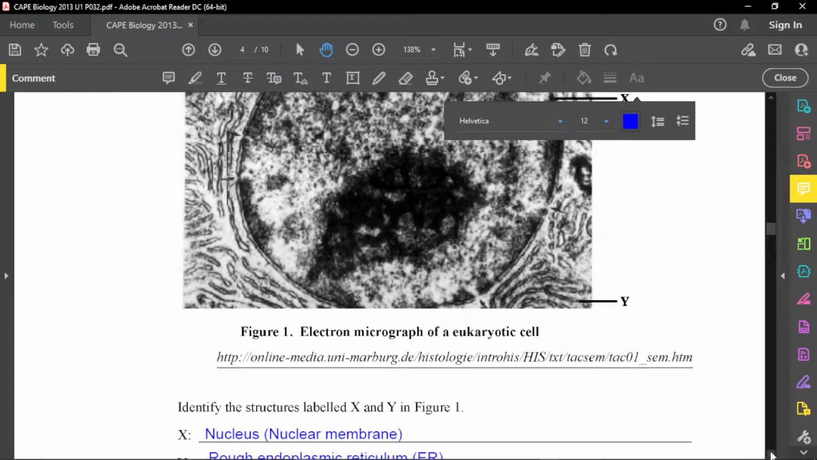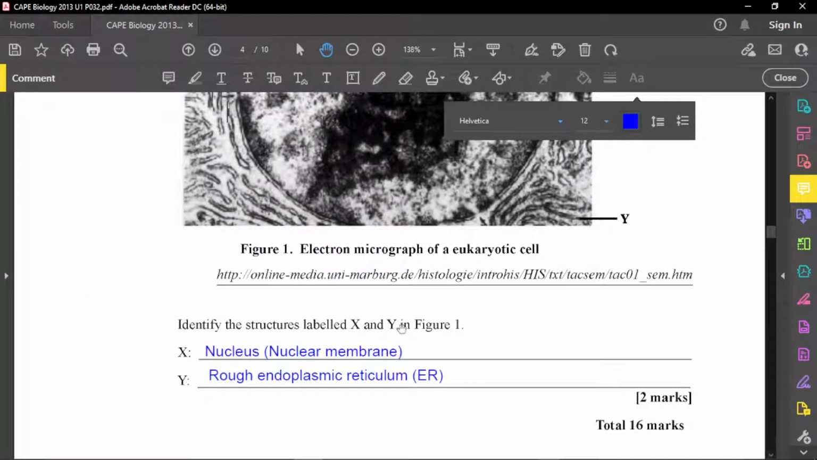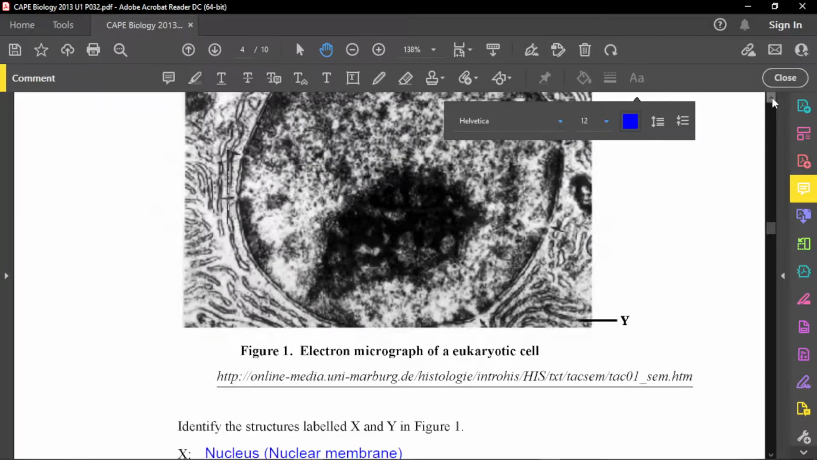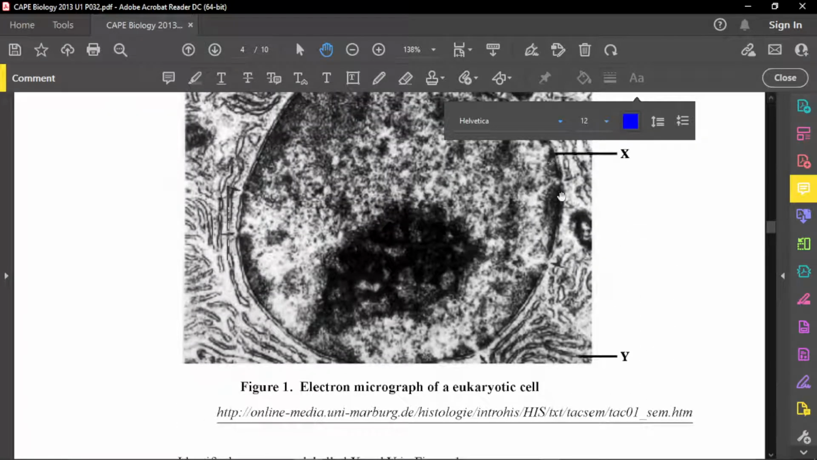That's just me, right? They ask you to identify the structures labeled X and Y. And for me personally, X is pointing to the nuclear membrane of the nucleus. So to label this, I'll say the nuclear membrane of the nucleus. But they could actually be looking for nucleus, right? But if you say the nuclear membrane of the nucleus, there's no way they could mark it wrong, because it is exactly pointing to the nuclear membrane of the nucleus.